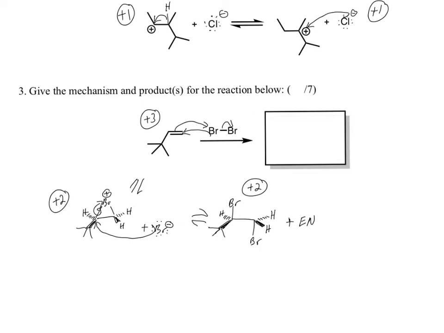All right, give the mechanism and products for the reaction below. So again, you see the alkene, you see Br2, you see no polar protic solvent, you need to think halogenation. So that means you're going to add 2 bromines. They're going to be anti to each other. So those are all the things, and the second bromine is going to add at the more substituted carbon.